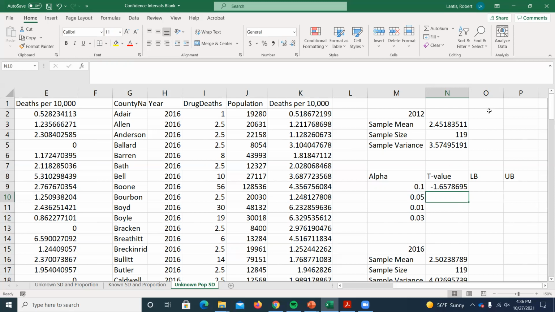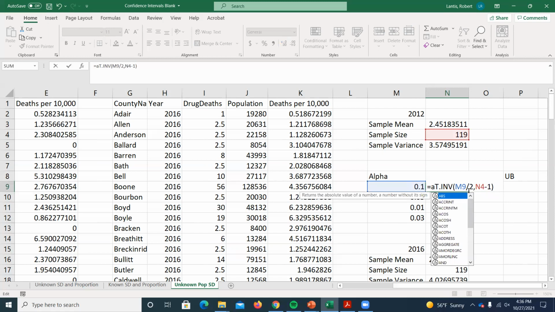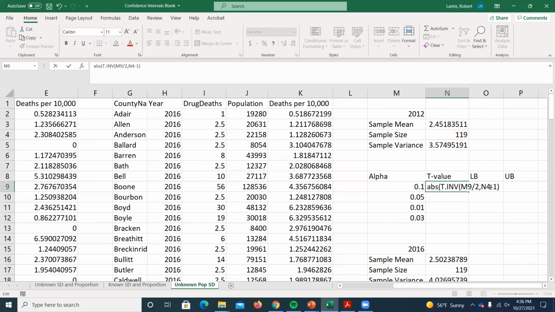When we actually type in these equations, those signs are already built in. So we said we just need the absolute value here. So we could use that absolute value function, close my parentheses.